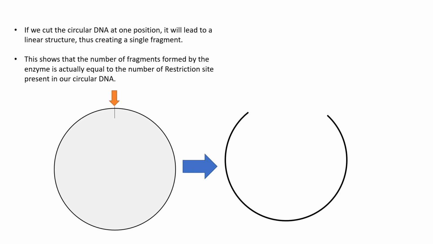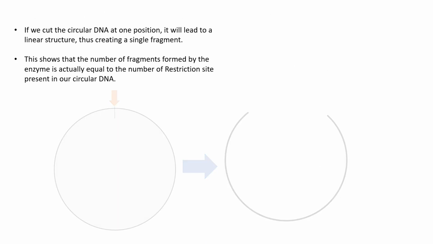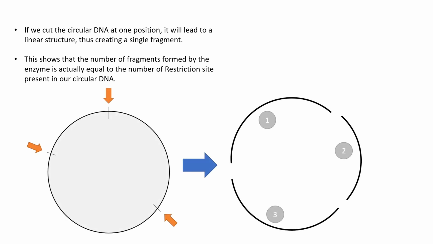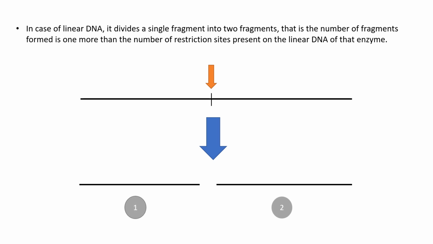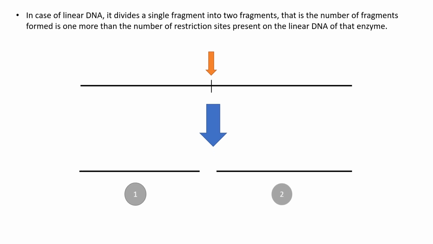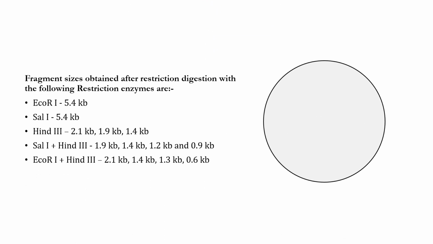Before we begin, we should know that the number of fragments produced after digesting a circular plasmid is equal to the number of restriction sites present in the circular DNA. This is similar to cutting of a rubber band. However, this is not the case in linear DNA, as cutting a linear DNA at one point forms 2 fragments. Today we will be concentrating on the process of restriction mapping of a circular DNA.